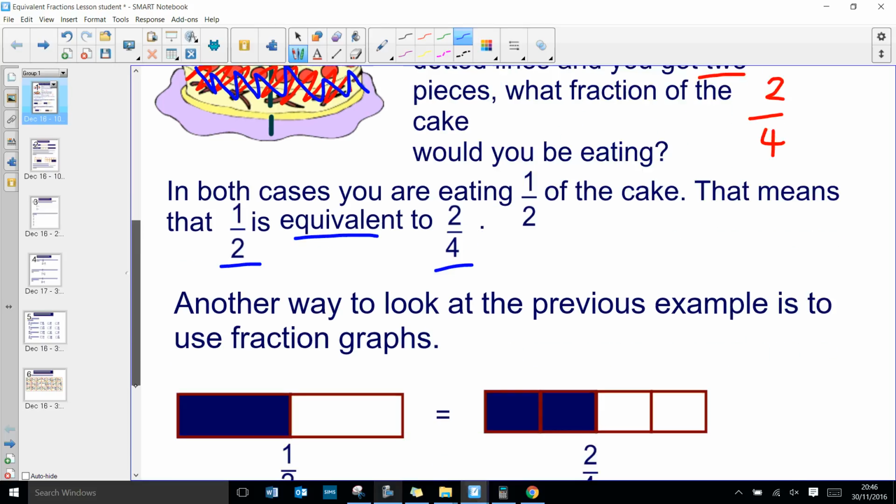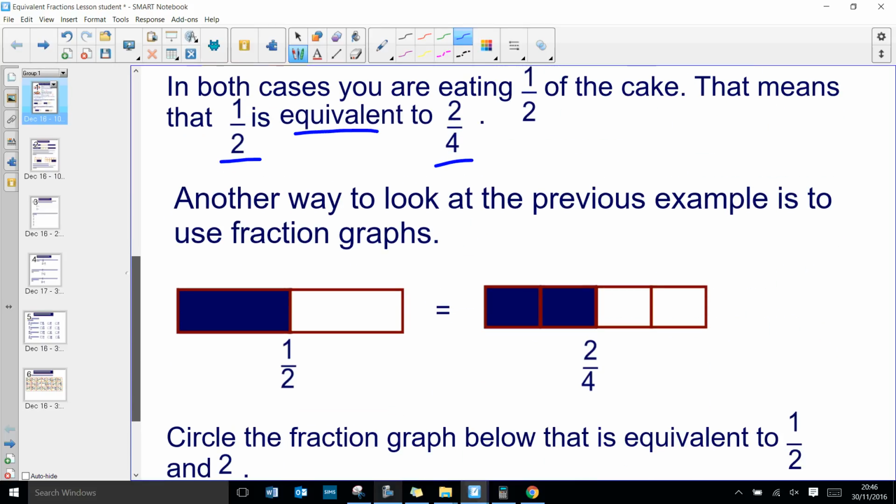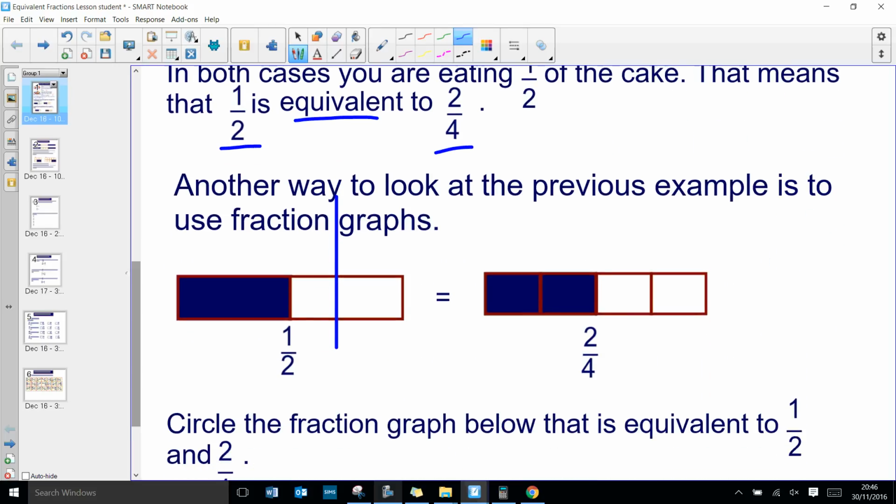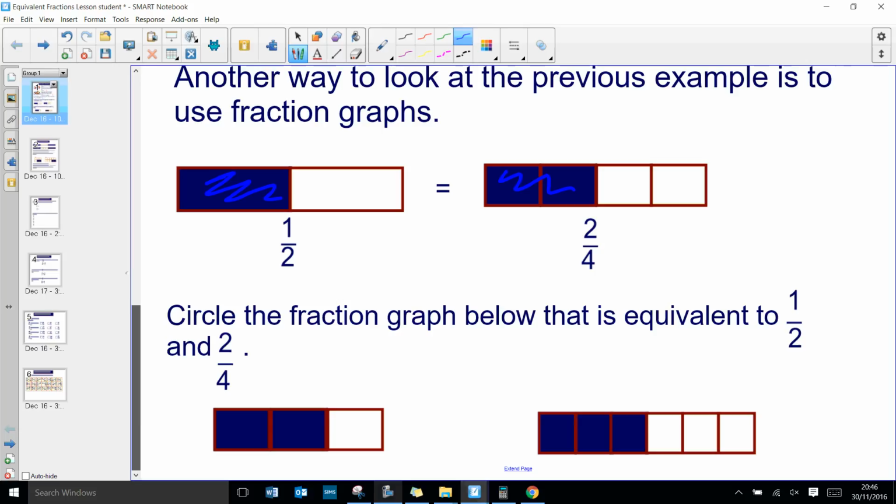So let's look at it in diagram form. You can see this rectangular box is the same size for both of these 2 shapes. And we can see that 1 of the 2 is shaded and 2 of the quarters is shaded, so they are equal. It says here, circle a fraction that is equivalent to 1/2 and 2/4. So let's have a look. For this one we have 2/3 and this one we have 3/6.